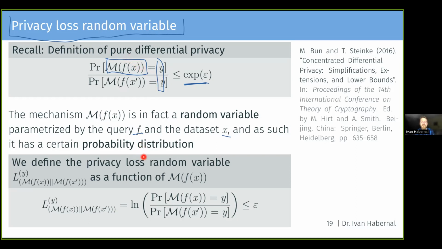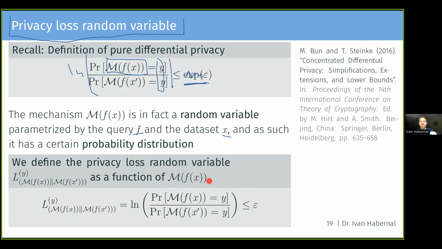So we would say here, basically by taking the logarithm of this term and getting rid of this exponent, we call this the privacy loss random variable, which is parameterized by the mechanism of X, the mechanism of X prime, and the output. And then the definition basically says, well, the privacy loss random variable is bounded by this epsilon. So it's another view.